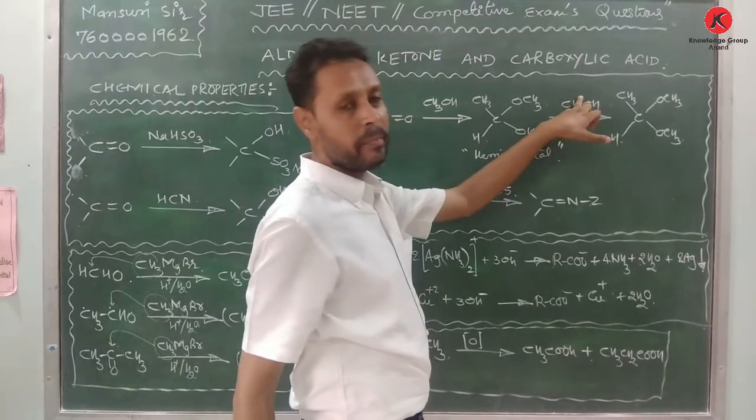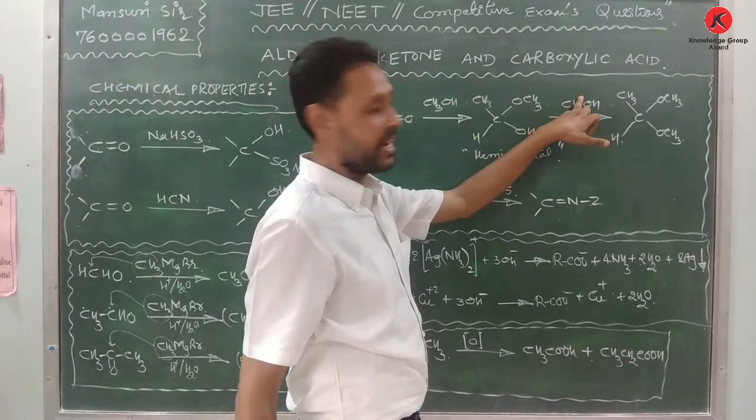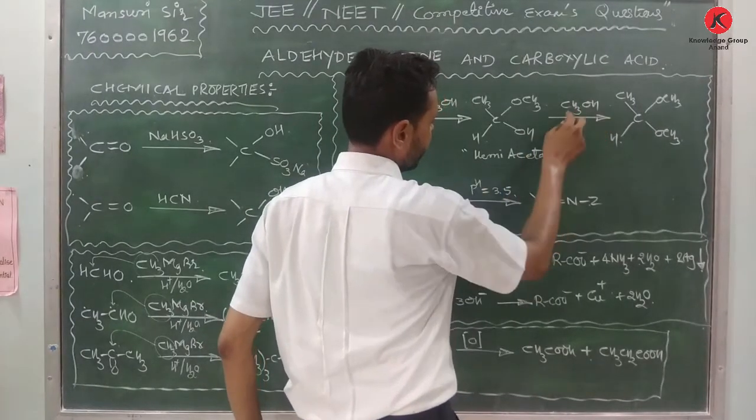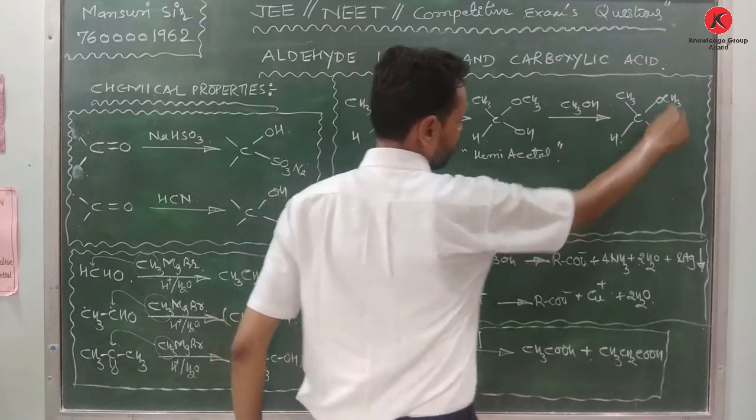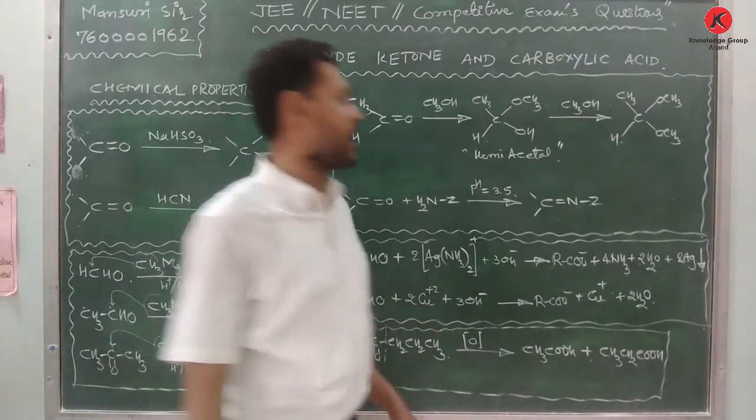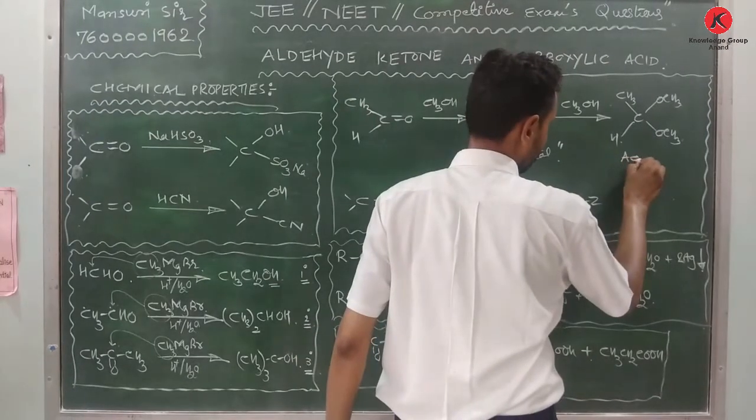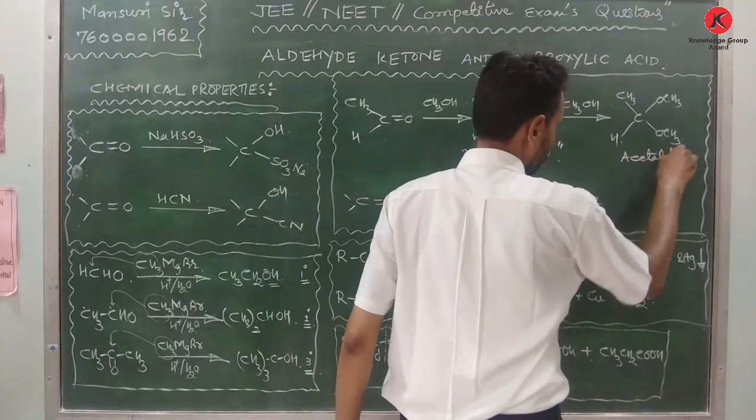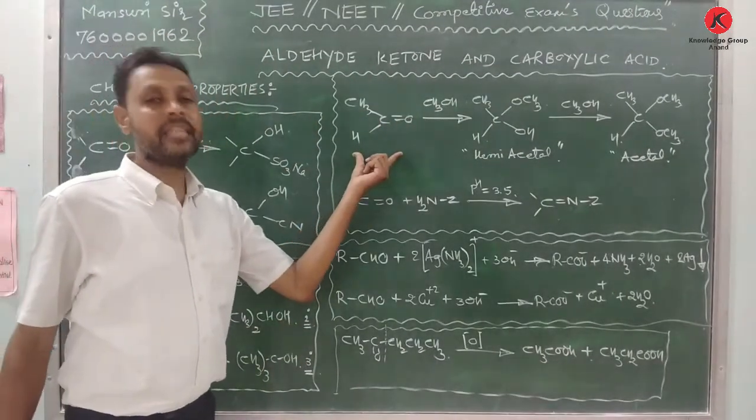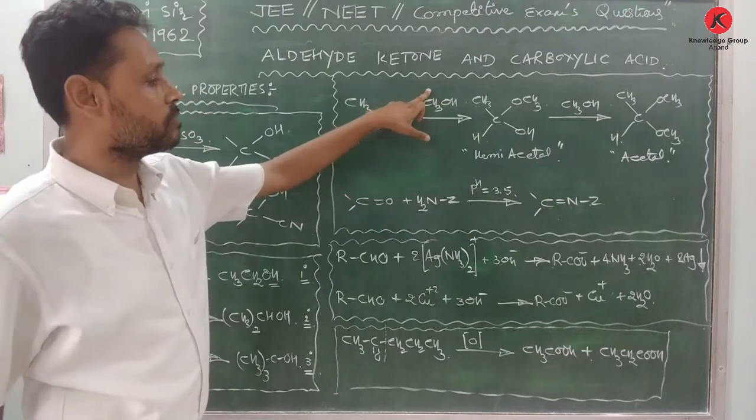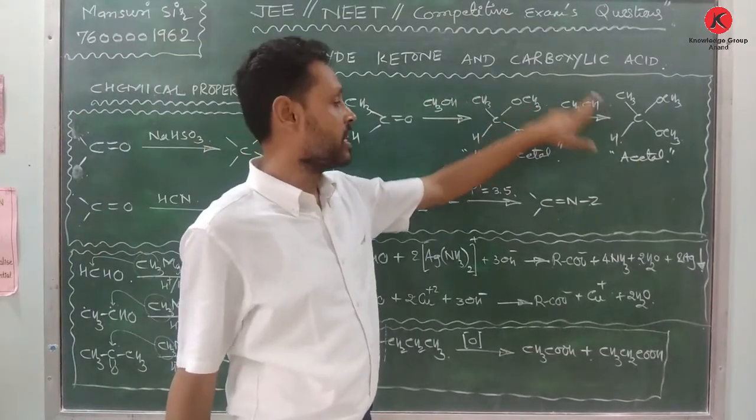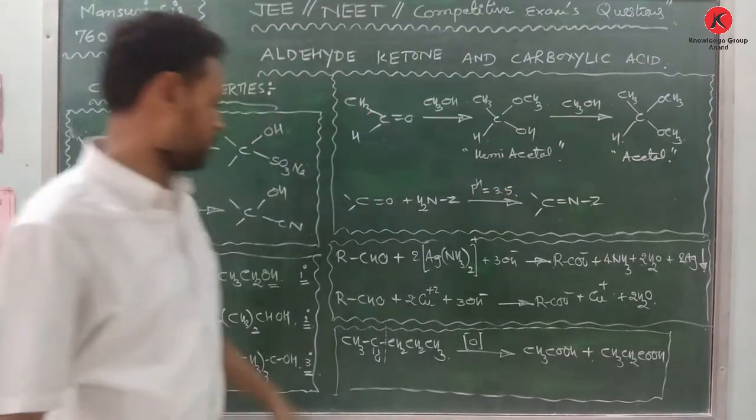Thereafter, more methanol is added. Then what will happen? Then this H is removed with OH, right? And methyl will be there. So both sides OCH3 will be attached. Then acetal is formed. This is acetal. So we can say that when ethanal reacts with methanol, then hemiacetal is formed. Thereafter, with excess methanol, acetal is formed.